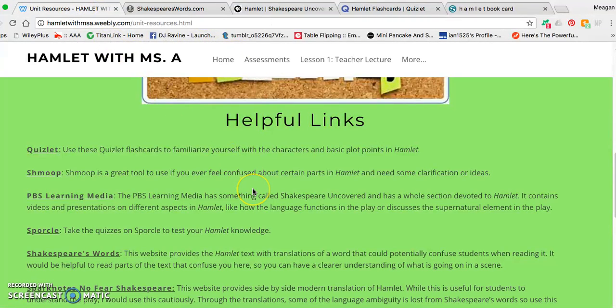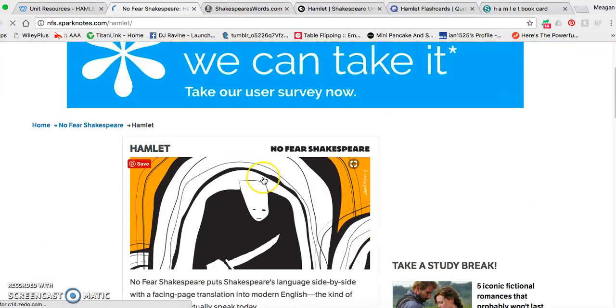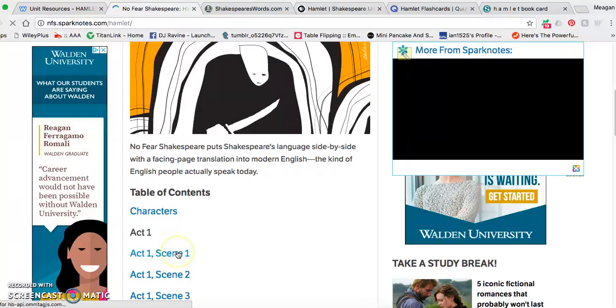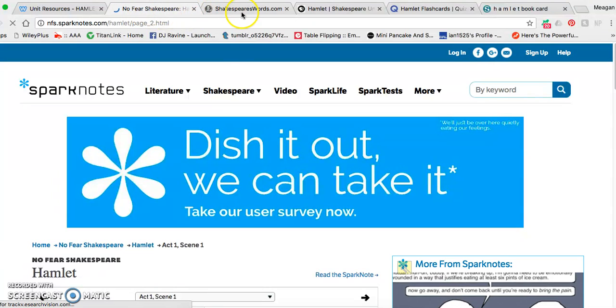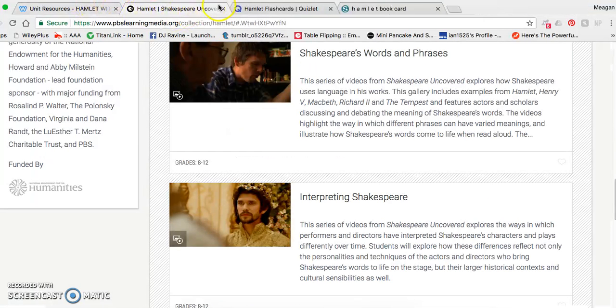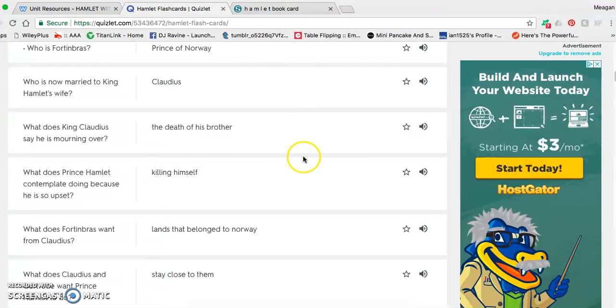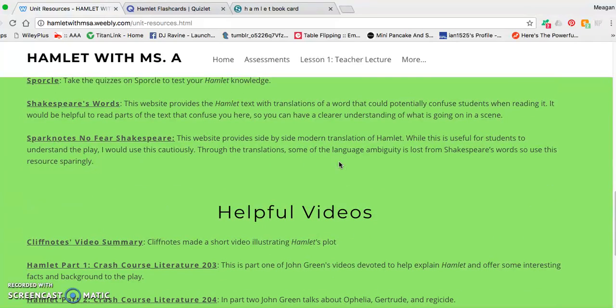And if that is still too hard to understand, there is also the Shakespeare No Fear SparkNotes one, which also has translations into modern English. Now, I want my students to use the No Fear and Shakespeare's words sparingly, at least the modern text translation, because in the translations, a lot of Shakespeare's language can be lost, and that means they don't make their own interpretations based off the original text. So I just wanted them to use it carefully.